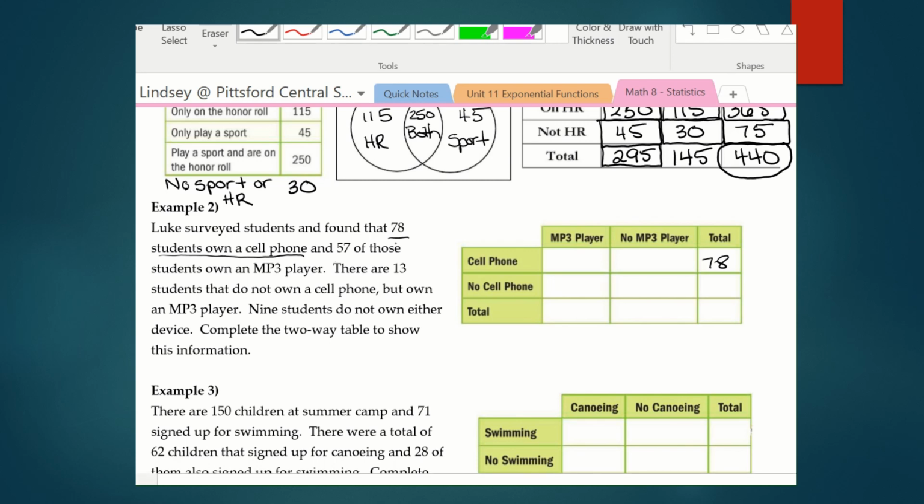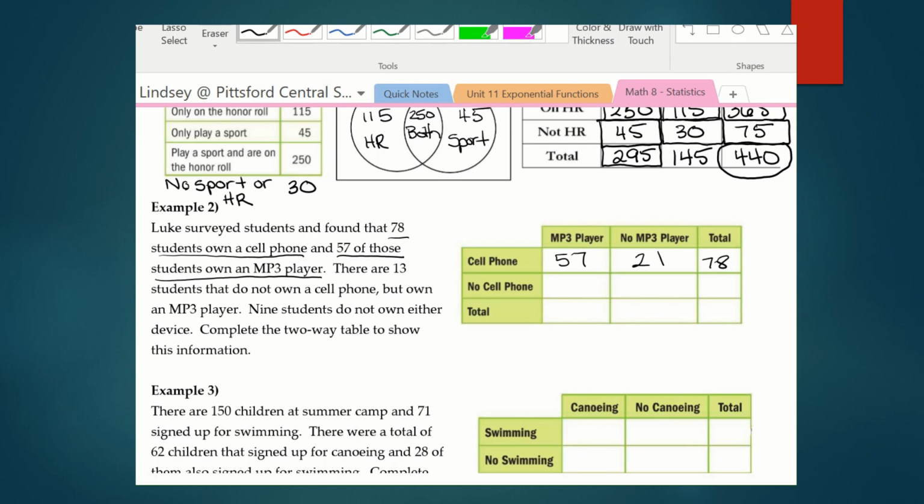Okay, so in addition to that, we have 78 students who own a cell phone and 57 of those students own an MP3 player. So 57 of the 78 students own an MP3 player. So I'm going to say they own a cell phone and an MP3 player. Now, I can easily fill in the no MP3 player section of that row because if there's 78 kids total that have a cell phone and 57 of those 78 also have an MP3 player, that leaves 78 minus 57, which is 21 kids that have a cell phone but no MP3 player, and that's okay.